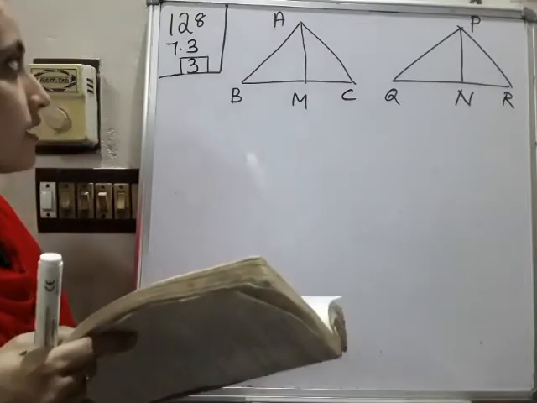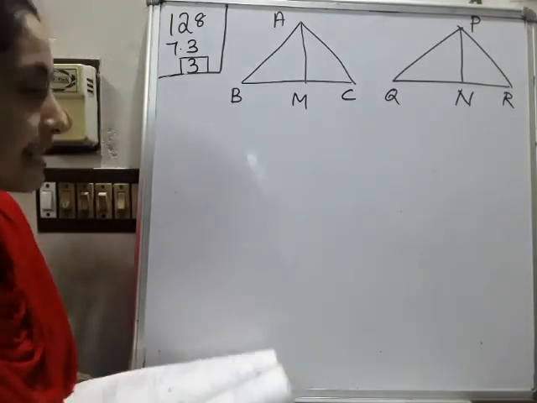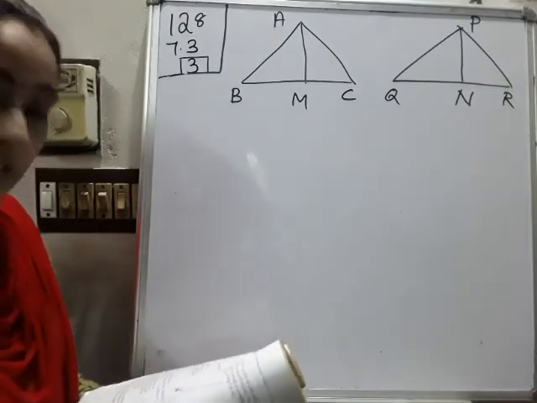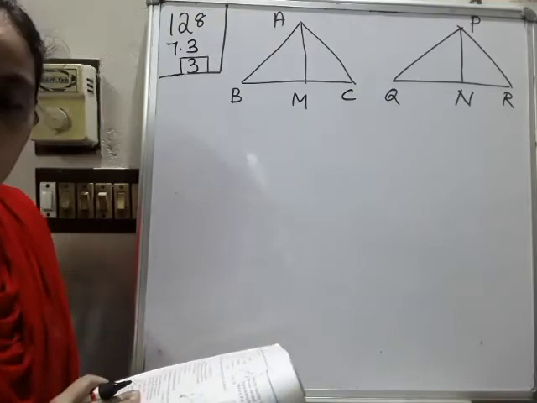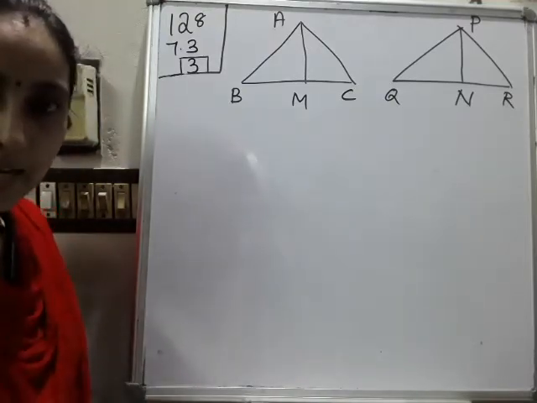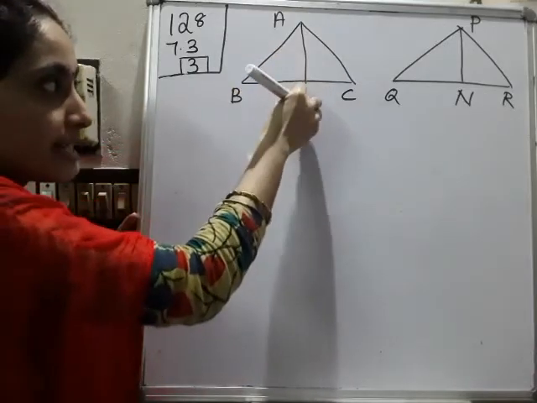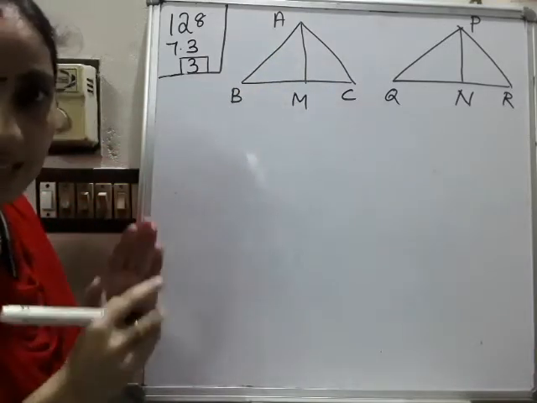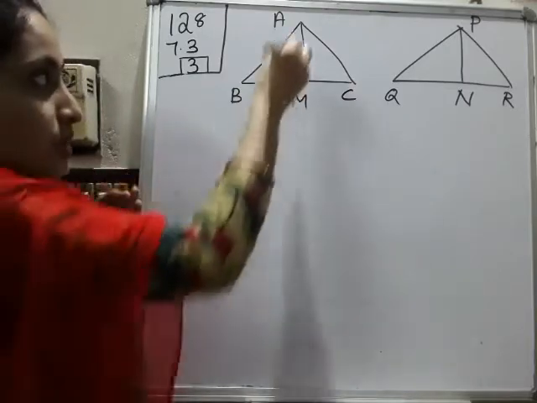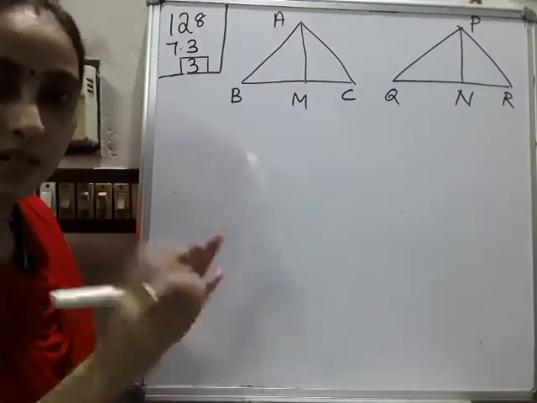Next question, page number 128, exercise 7.3, third question. Two sides AB, BC and median AM. What is the difference between altitude and median? Median means middle. That means M is the midpoint of BC. That is the meaning of median. Altitude means 90 degrees, but median means middlemost.